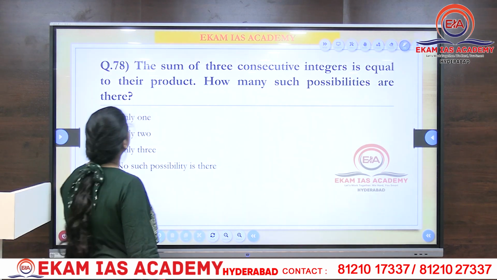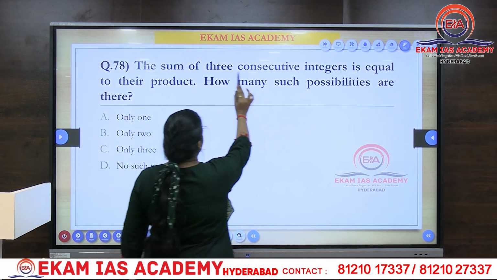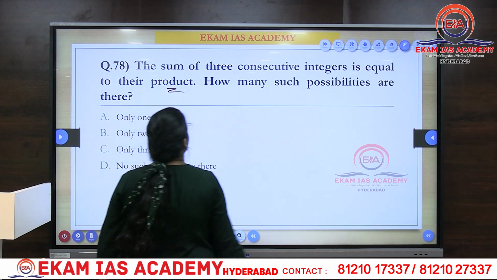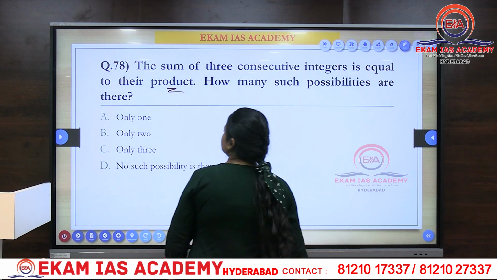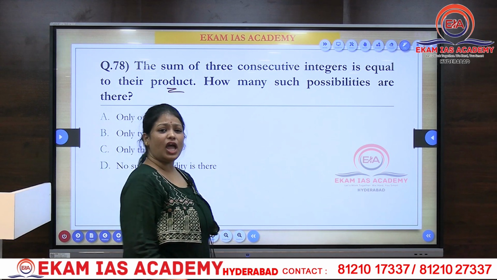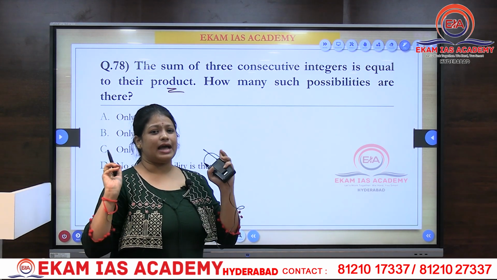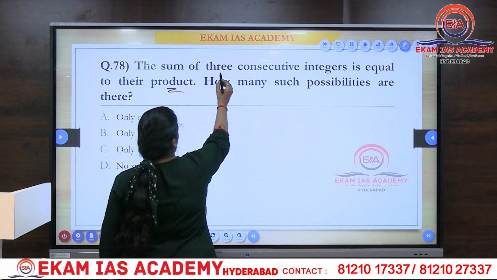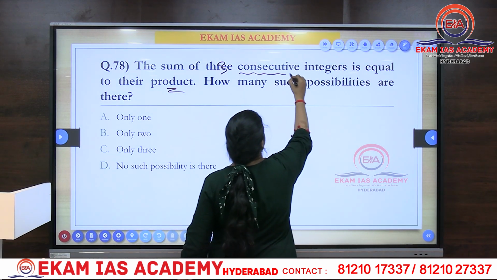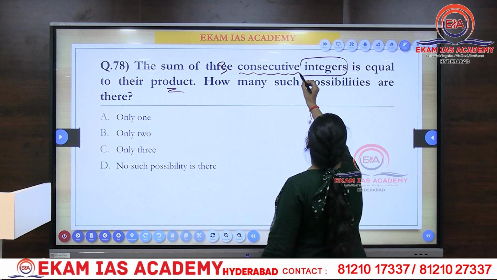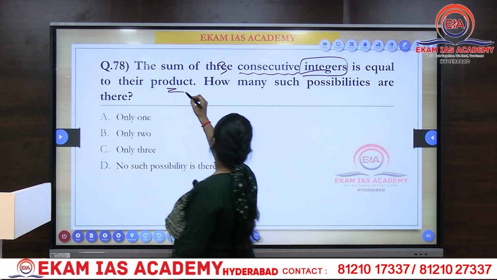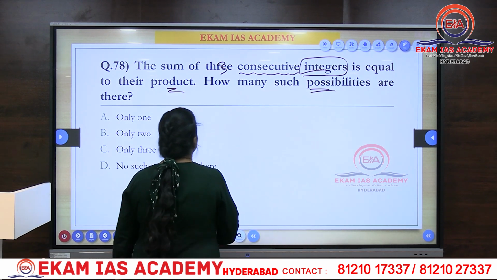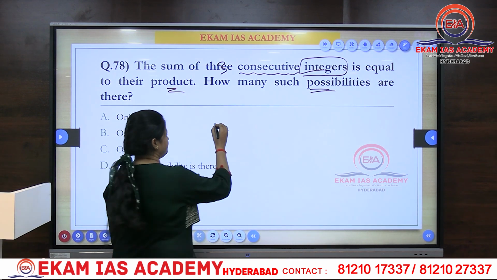The sum of 3 consecutive integers is equal to their product. How many such possibilities are there? Here, what are the key points we have to focus on? Sum of 3 consecutive integers is equal to their product. How many possibilities are there? I am taking n.